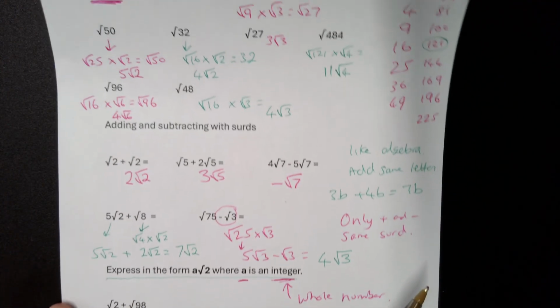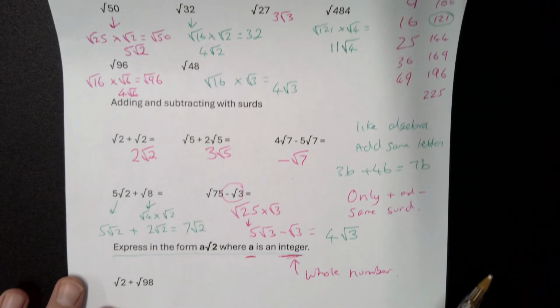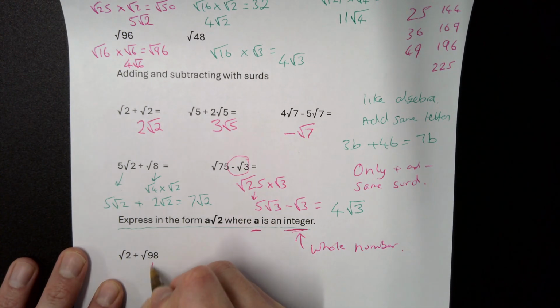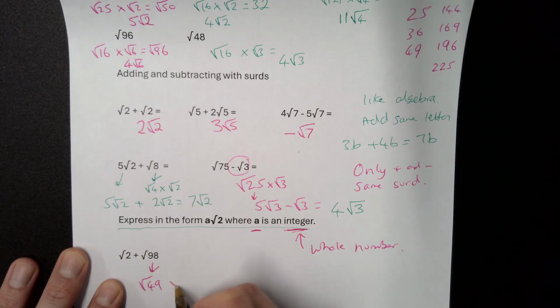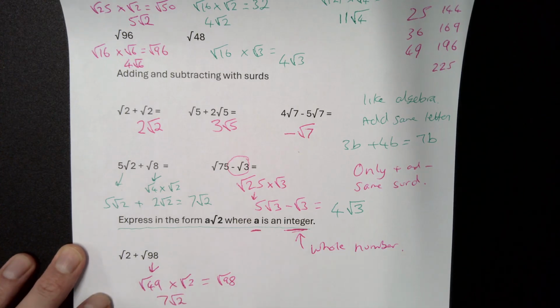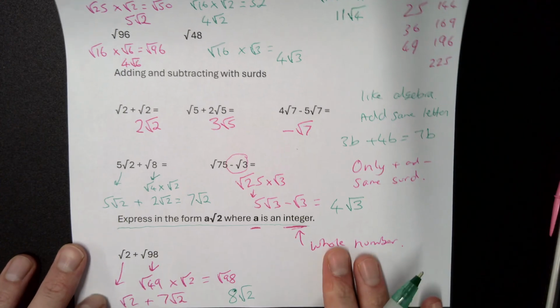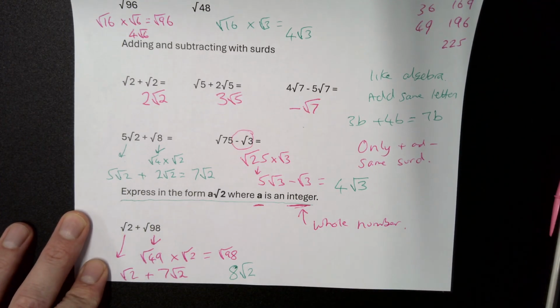So what square number can fit into this twice to make the root 2? It's 49. So we'll simplify this bit. So you've got root 49 times root 2 equals root 98. Cancel it. 7 lots of root 2 when you simplify. Here you've got this 1 root 2. So you've got 1 root 2, add 7 lots of root 2, will give you an answer of 8 lots of root 2, where 8 is your integer.